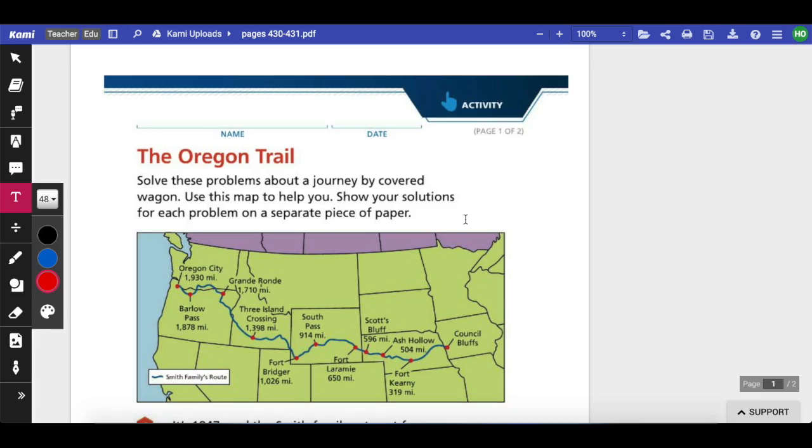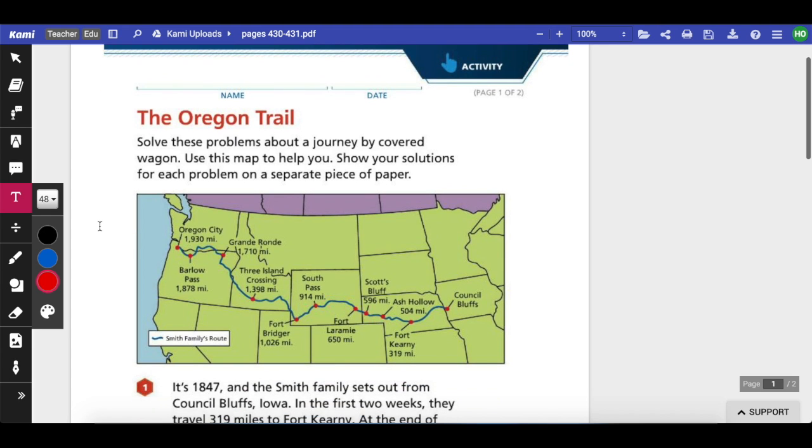Your homework today is pages 430 to 431, and it's about the Oregon Trail. The directions are to solve these problems about a journey by covered wagon. Use this map to help you. Show your solutions for each problem on a separate piece of paper.